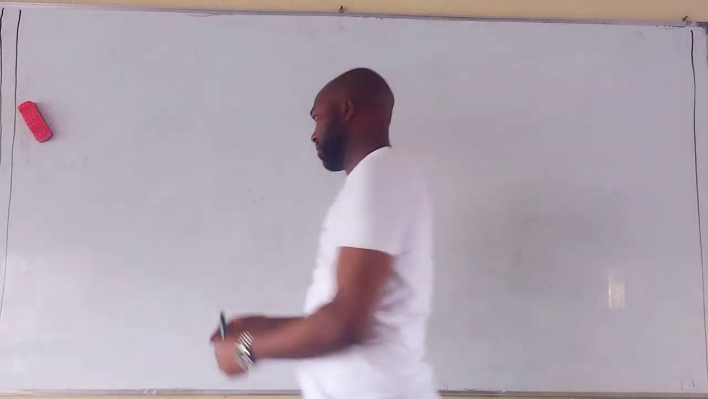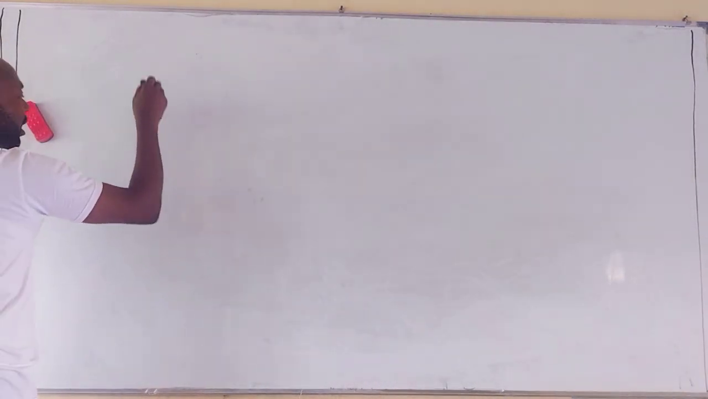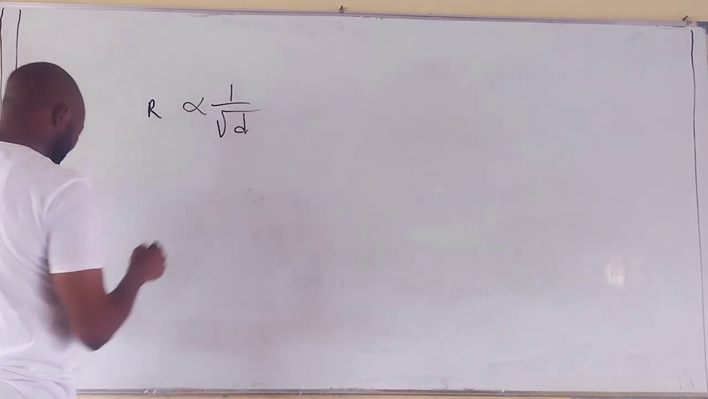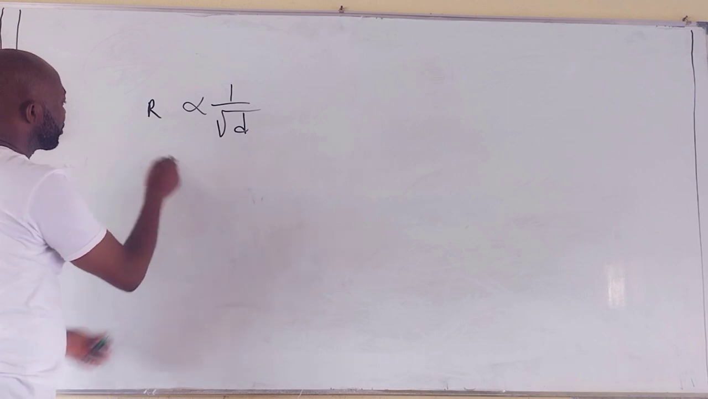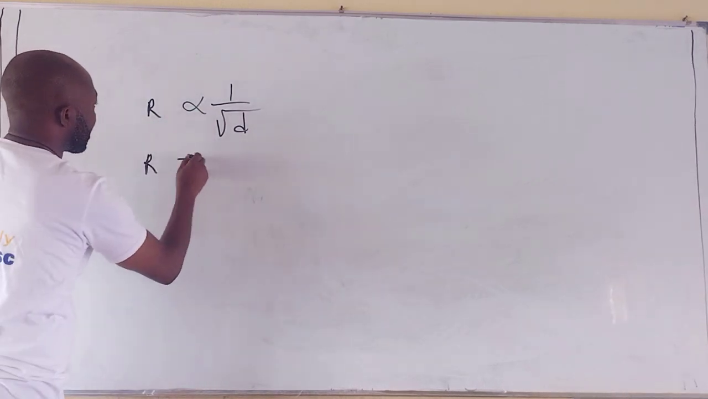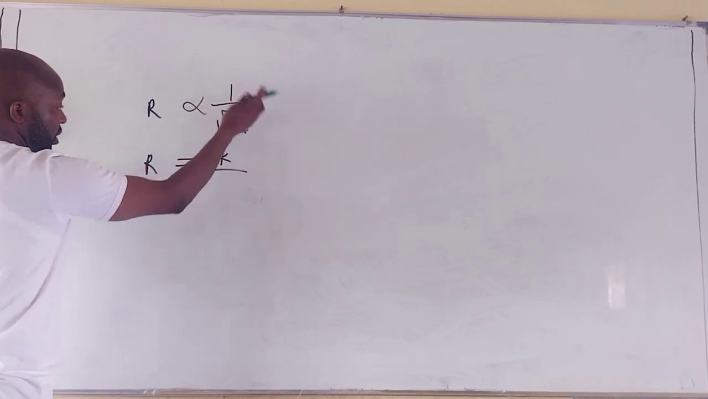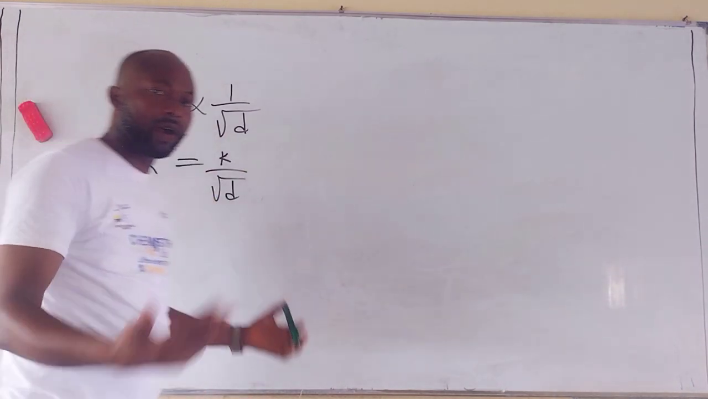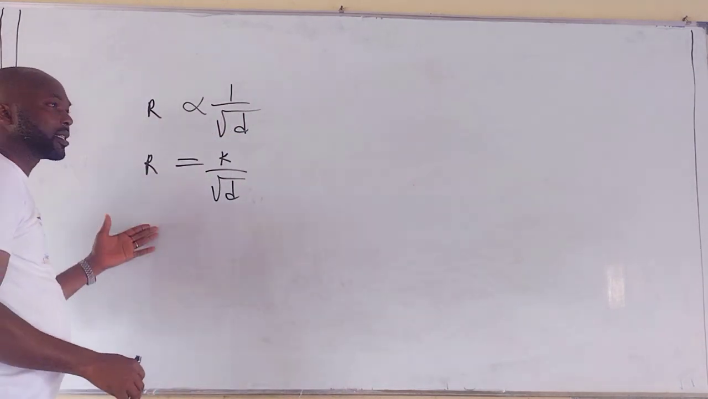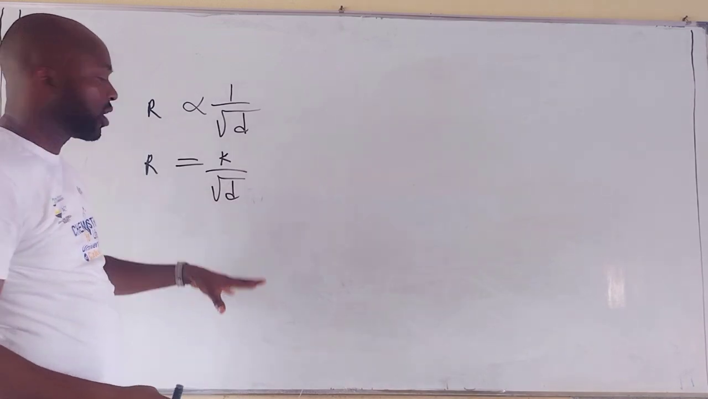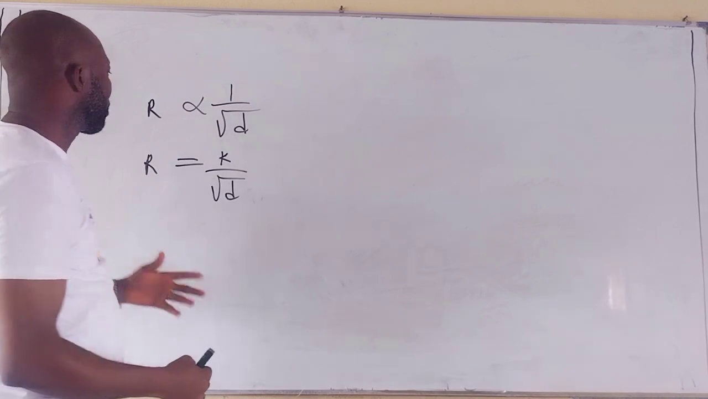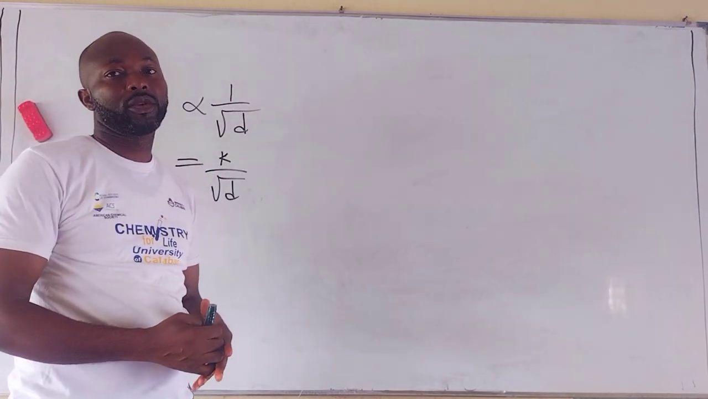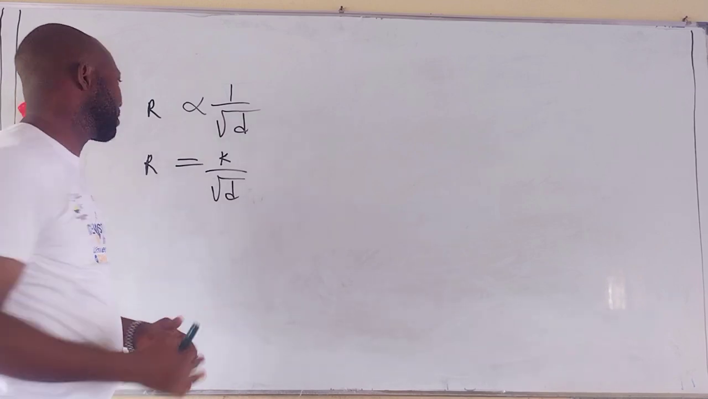So he said the rate at which a gas diffuses is inversely proportional to the square root of its density. Now, if I remove the proportionality sign to bring the equality sign, that would be rate equals k times 1 over the square root of the density. So this is what Graham is trying to explain to us: when the gas is denser, the rate of diffusion will be lesser, inversely. So when the rate is higher, it means the density of the gas is lower. That's all.